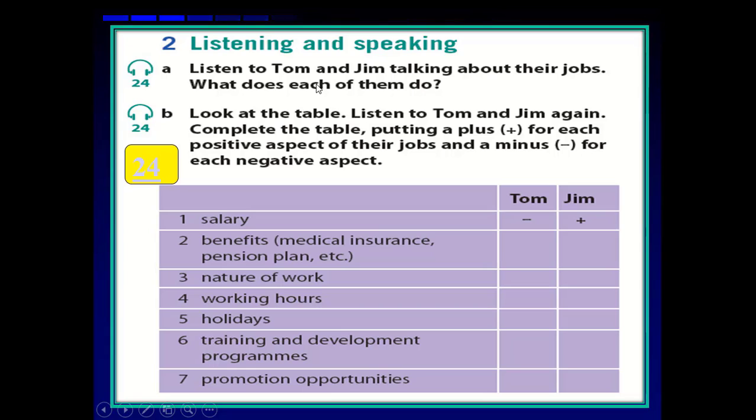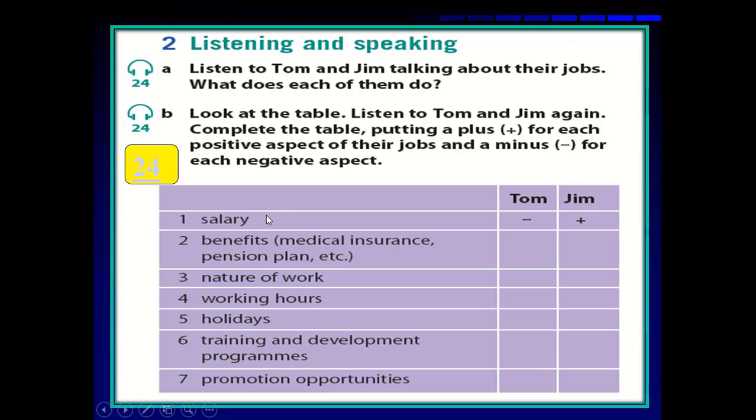Now this is a listening and speaking task. Listen to Tom and Jim talking about their jobs. What does each of them do? I'm sure that you have the tracks. If you don't find the tracks, you can find them on the internet, and inshallah, if we have the chance, we can upload the tracks on our website or maybe our groups, or I can send the tracks to you on our WhatsApp groups. But here, look at the table. Listen to Tom and Jim again. Complete the table, putting a plus for each positive aspect of their jobs and a minus for each negative aspect.